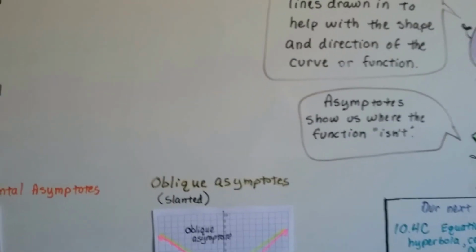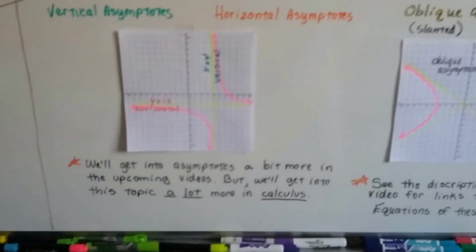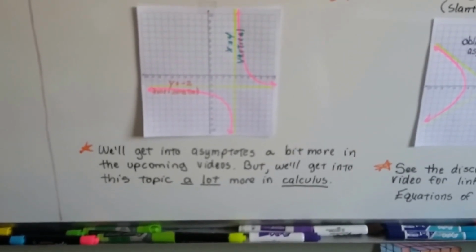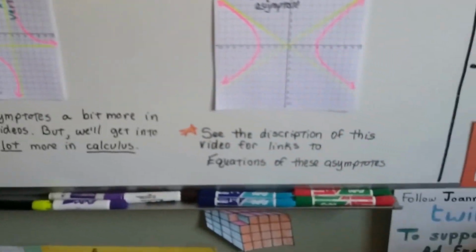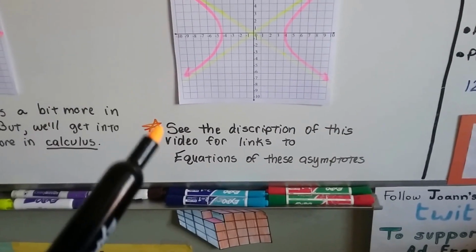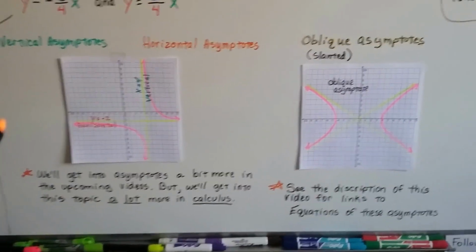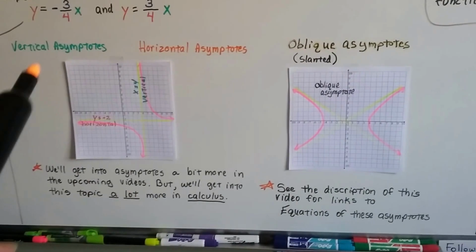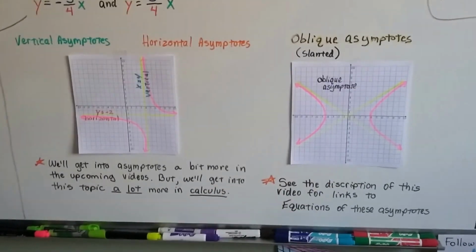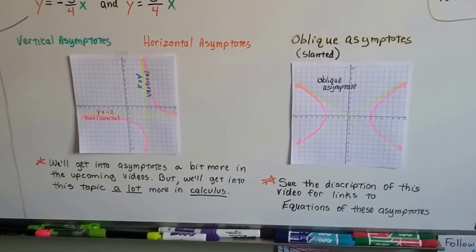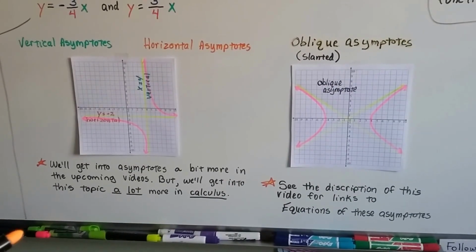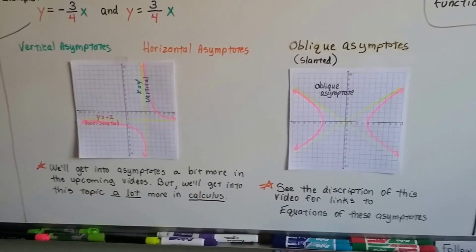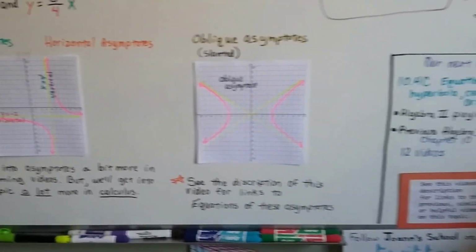It guides us. Now we're going to get into asymptotes a bit more in the upcoming videos, but we'll get into this topic a lot more in calculus. If you go to the description of this video, there's going to be links on those videos on the equations of a vertical, a horizontal, or an oblique asymptote, and there's going to be a different video for each one that goes into more detail, okay? For those of you who are advanced in Algebra 2 or in pre-calculus that just happened upon this video, you'll be able to click on the description and go to those links, okay?